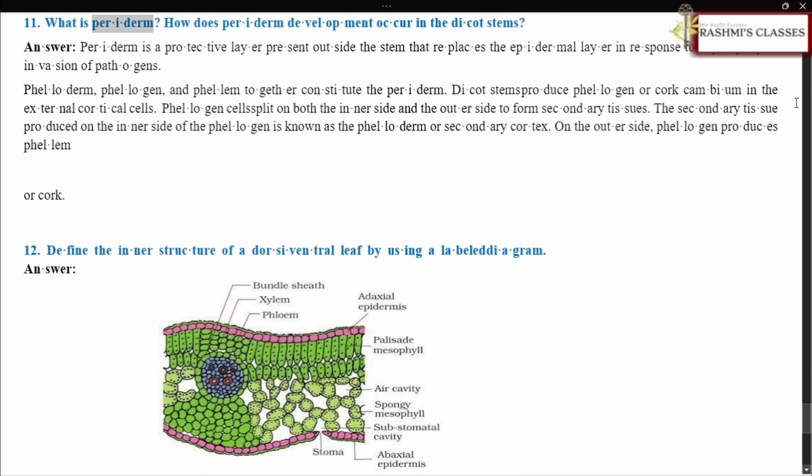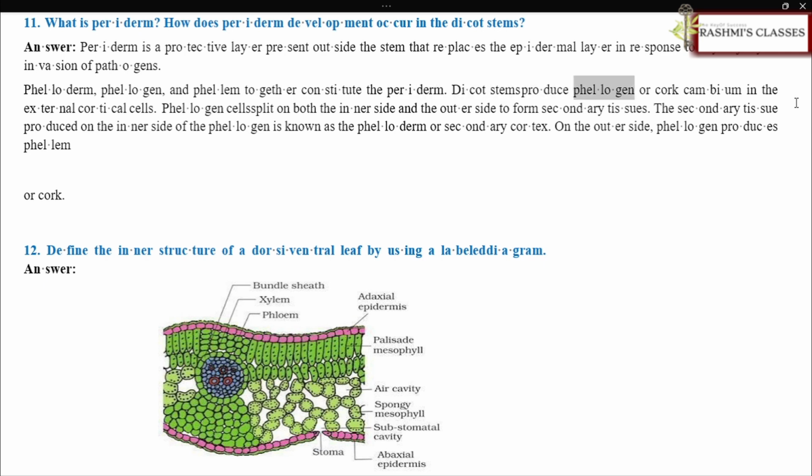What is periderm? How does periderm development occur in the dicot stems? Answer. Periderm is a protective layer present outside the stem that replaces the epidermal layer in response to any injury or invasion of pathogens. Phellem, phellogen, and phelloderm together constitute the periderm.